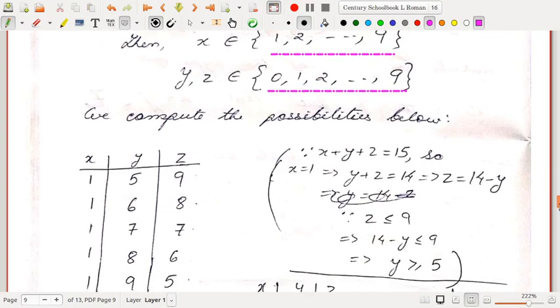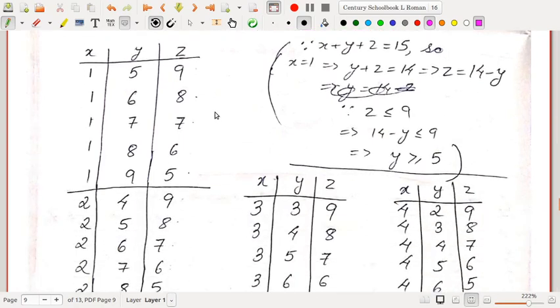So we compute the following possibilities below. It's a tedious exercise, but all of you should do it. Okay, you try listing it yourself. You start with x equal to 1. So if you take x as 1, can y be equal to 1? If y is 1, then what will happen? x plus y is 2. But what is x plus y plus z? x plus y plus z has to be 15 because the sum of the digits has to be 15.